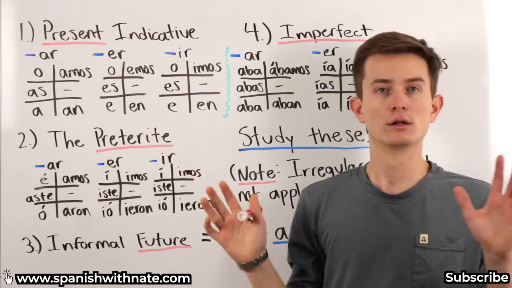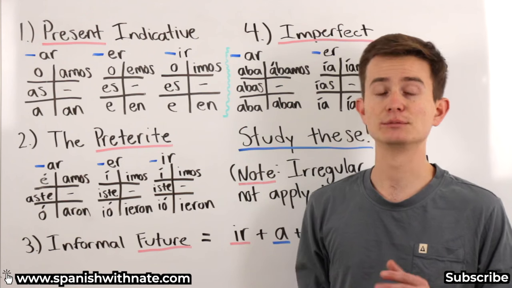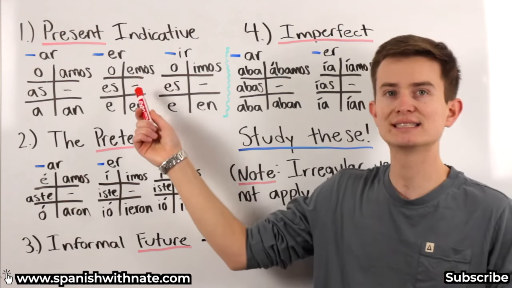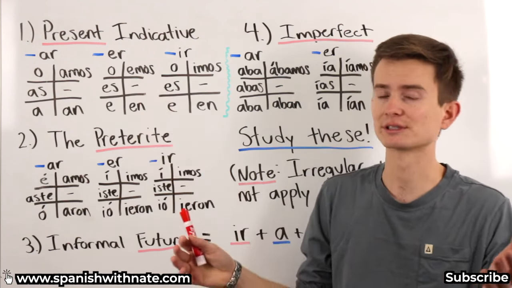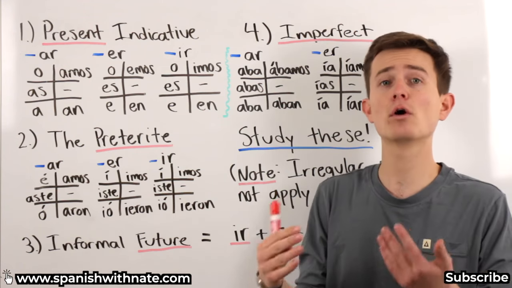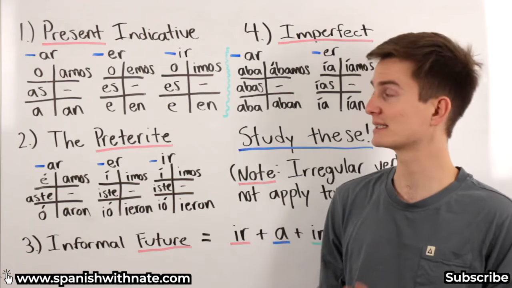Okay? Now, like I said, we don't have to add subject pronouns. So I don't have to always say "nosotros comemos." It's kind of a lot. I can just say "comemos." Okay? Does that make sense?